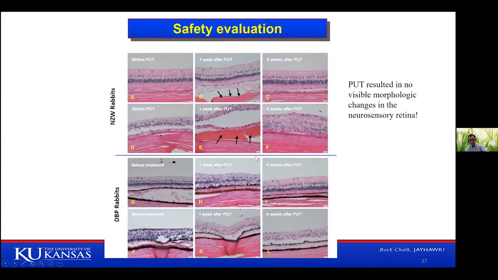Here are some histology results. We do see some retinal atrophy here, which we believe is mainly induced by the original model, because the DLAA model itself can produce retinal atrophy. For each we show two here: the top one is moderate atrophy, the bottom one is severe atrophy. But if you compare 6 weeks after treatment with before treatment, they are pretty similar. So we did not see obvious damage in this case. At least at this stage, we think it's still very encouraging. So it seems the safety is fine. So this is the application in the eye.